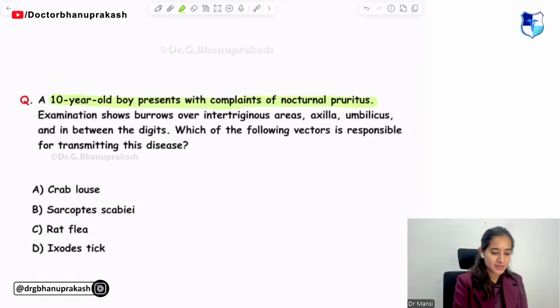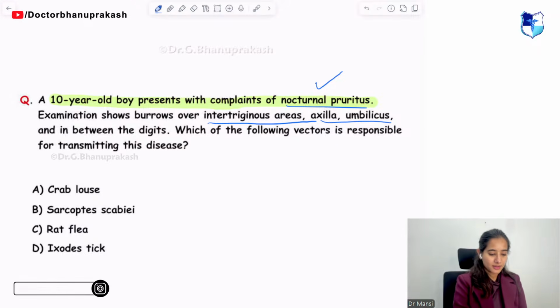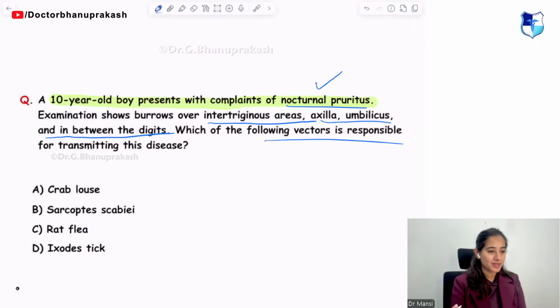Now, those who have been saying general itching, scabies, think of it. There is a nocturnal pruritus which is there. Examination shows burrows over intertriginous areas, axilla. They have a circle of Hebra, all written here, in the umbilicus and between the digits, the web spaces. Who's saying exodistic? When did I teach you that? Which of the following is responsible? Burrow is important, absolutely. I want more answers.